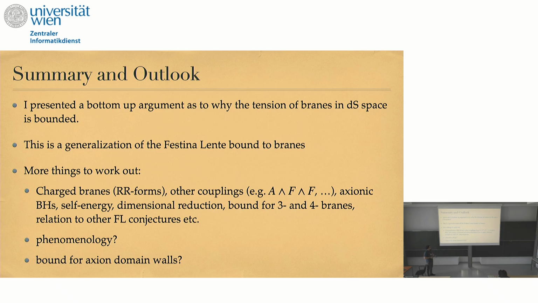You can consider generalizing to axionic black holes, and you can ask what the bounds are for 3 branes and 4 branes. There are, of course, relations to other Festina Lente conjectures. And one important question is whether there is any application to phenomenology, for example, early universe physics or de Sitter constructions. And finally, you can ask whether there is a similar bound for axion domain walls, and this will also have some important consequences.